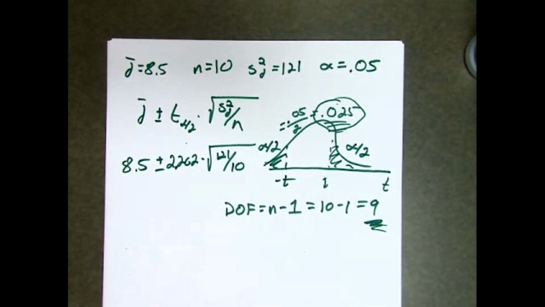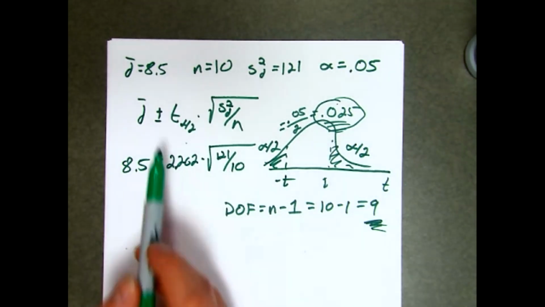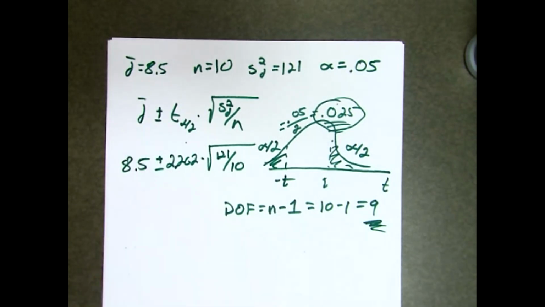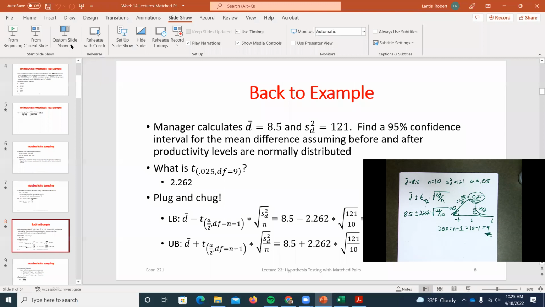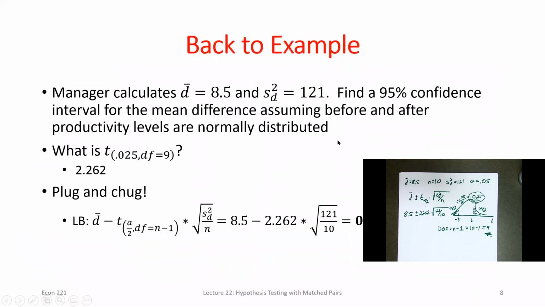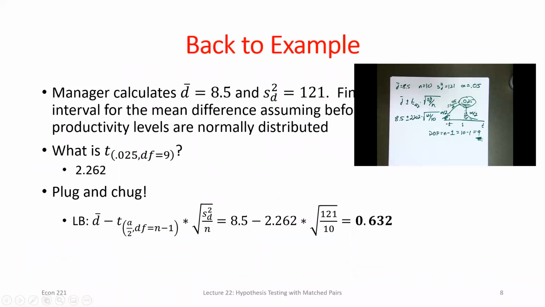Any questions over any of the steps here? Like I said, it's really the same process as what we did with one population means. It's just we got a mean difference, this variable that we created. So go back here, get those actual values. It goes from 0.6 to 16.3.